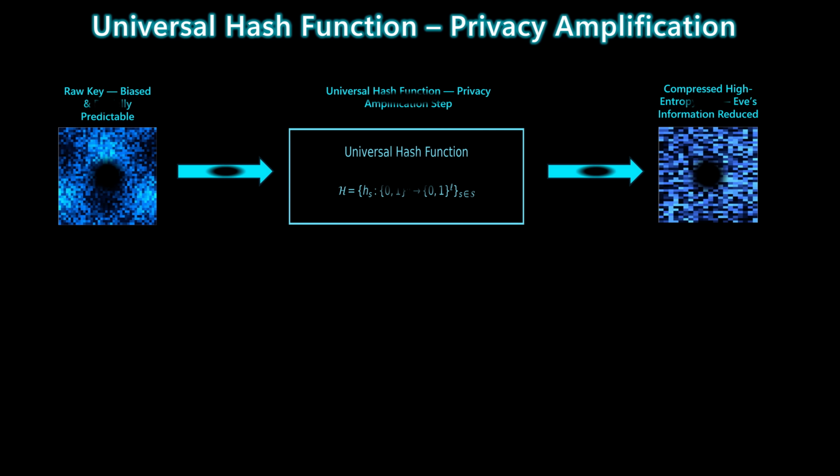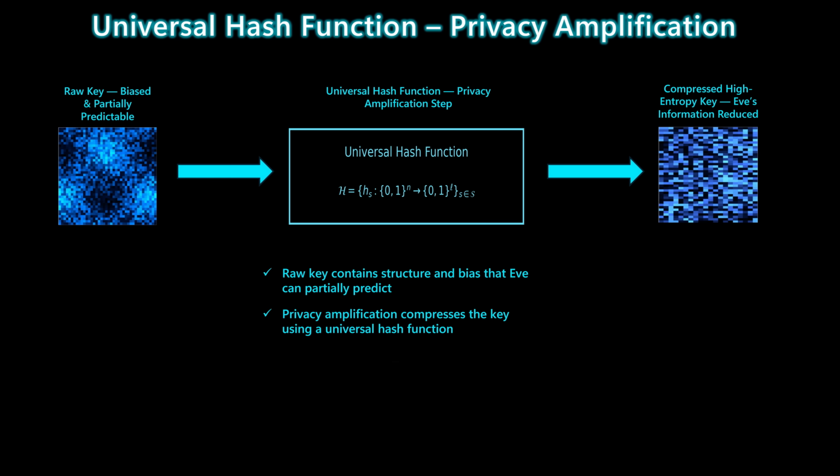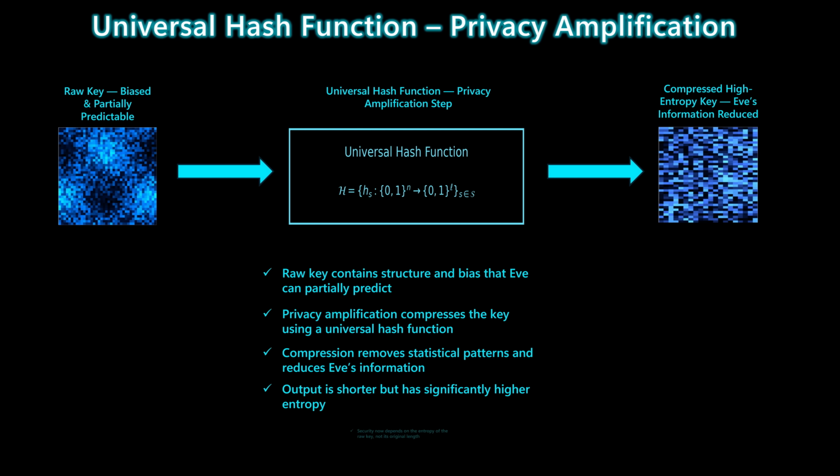Now that we've seen what the raw key looks like, let's walk through the step that actually transforms it into something secure: privacy amplification. On the left, we have the raw key. And as we saw earlier, it still contains structure, bias, and statistical patterns that Eve can partially predict. In other words, it's not ready to be used as a cryptographic key. Privacy amplification takes this imperfect key and pushes it through a universal hash function, shown here in the center box.